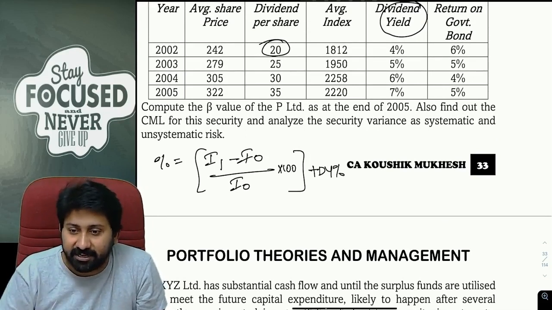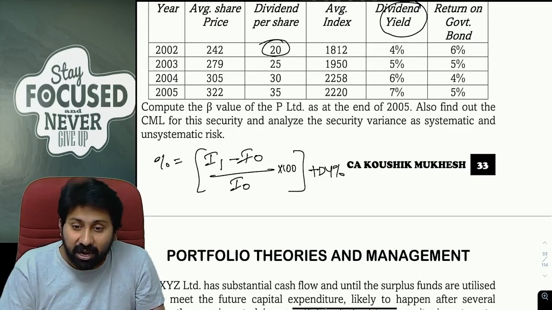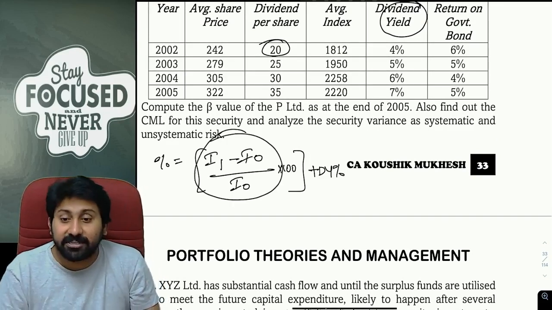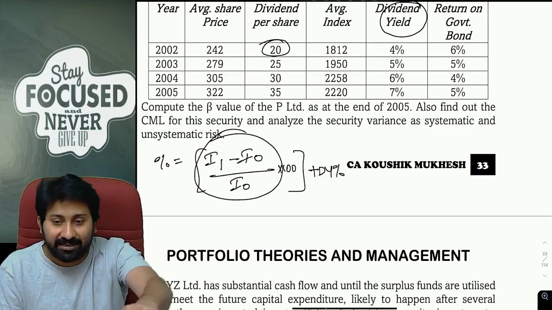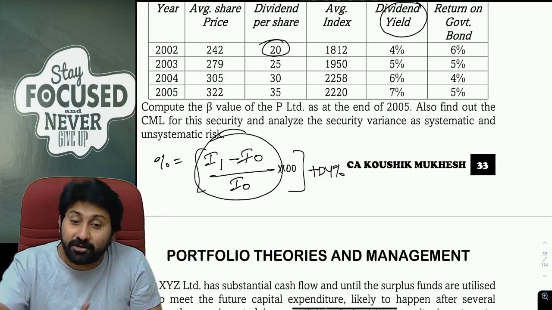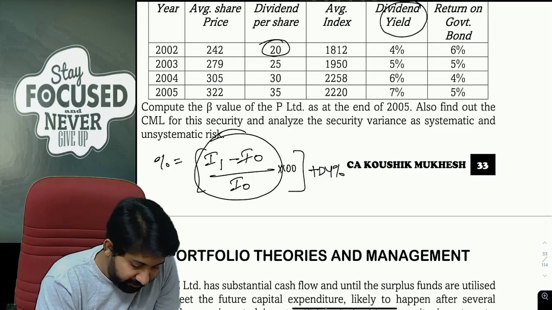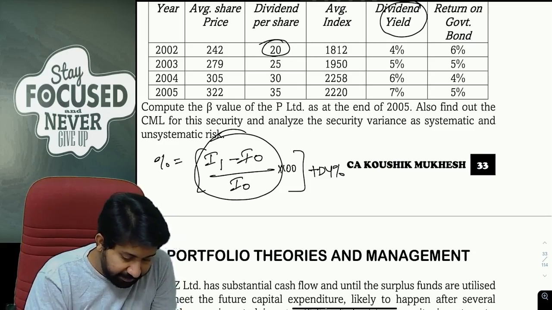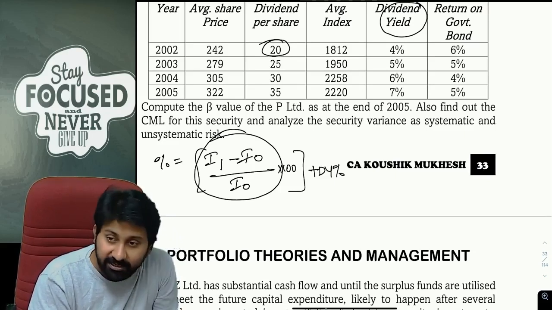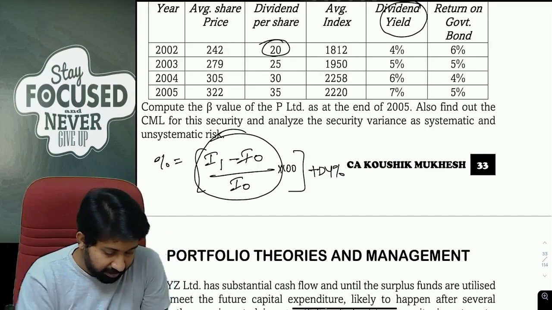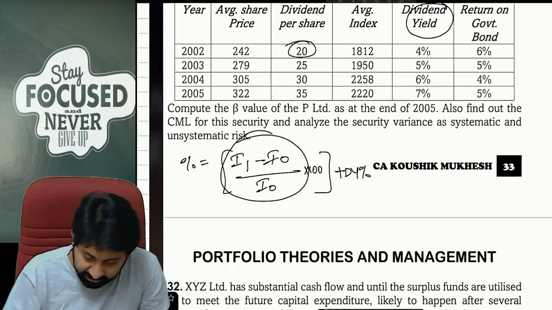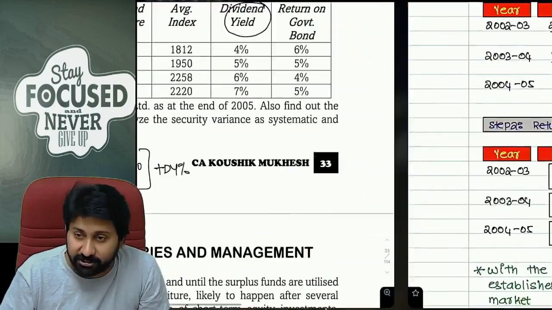Already they given in percentage. You can't add in the formula because it is not a price. It is given in percentage, so percentage should be added to another percentage. So I1 minus I0. Take calculator. I1 1950 minus 1812, whole divided by 1812, into 100. 7.62 plus dividend yield, how much? 4. So total 11.62 it has become. So 12.62 it has become.